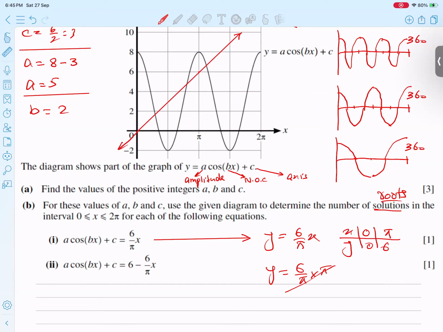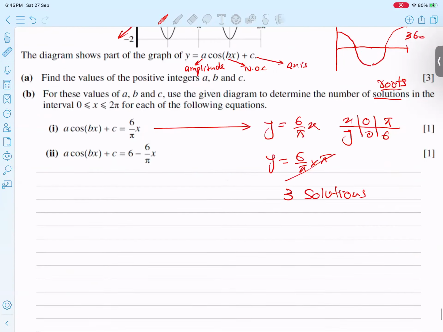Okay, how many times is it cutting the curve? One time, second time, third time. So it has three roots. I'm writing it simply right here. It has three solutions, the word solutions or roots, same meanings. Let's try to solve this question.